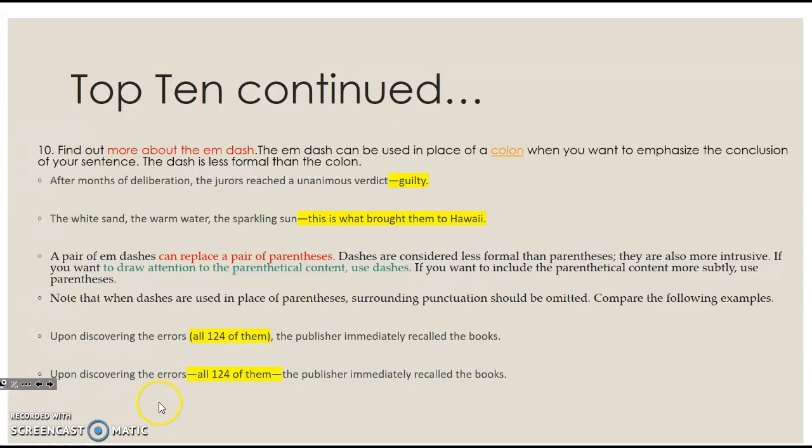Last 10 seconds. Now, do your comma inventory, your punctuation inventory, and you will turn that in today.